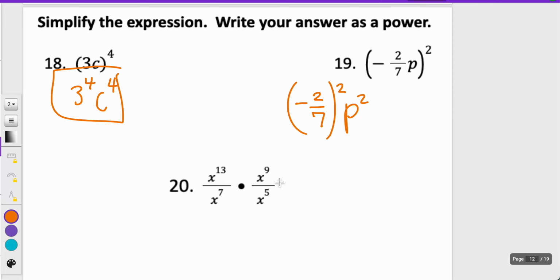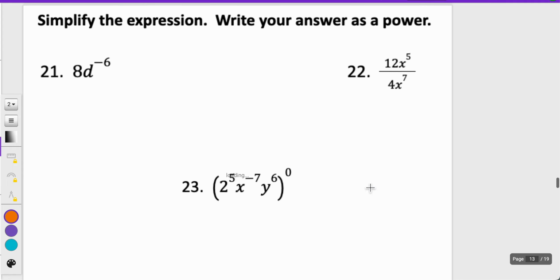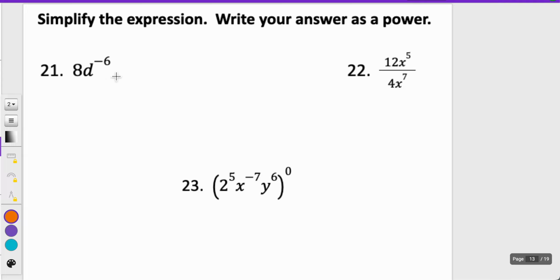The next one down here, for 20, I just added my exponents on top first, so x to the 13th times x to the 9th is x to the 22nd over x to the 12th, and then I subtracted, and I got x to the 10th. Some of you, though, found that x to the 13th over x to the 7th is x to the 6th times x to the 4th, and you still can get x to the 10th. Either way is fine.